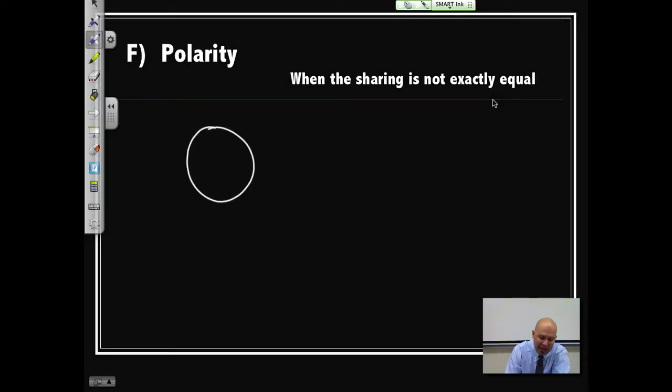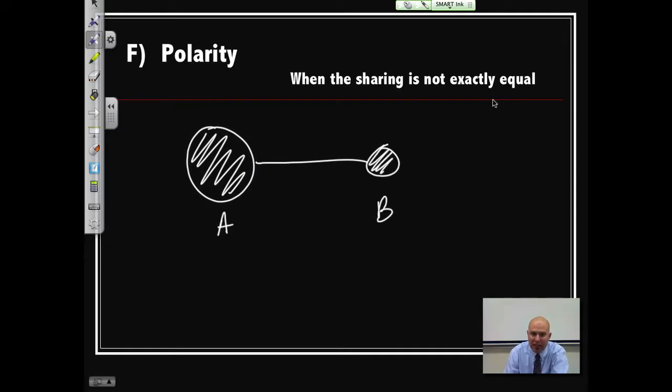Let's say we have atom A and atom B. Okay, atom A, atom B. And obviously there's a shared pair of electrons. A had one, B had one, and there's a shared pair of electrons. Well, those electrons may not be smack dab in the middle of the bonding. What I mean by that is one of those, either A or B, might be a little more attracted to electrons than the other one.